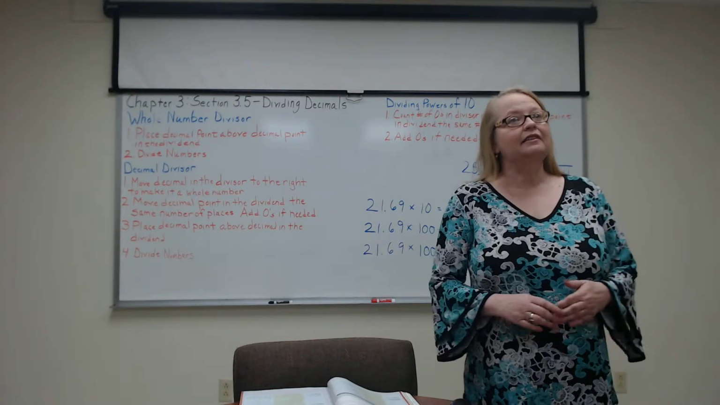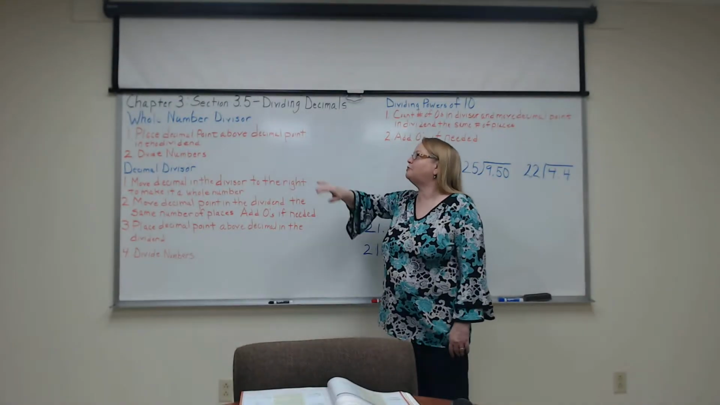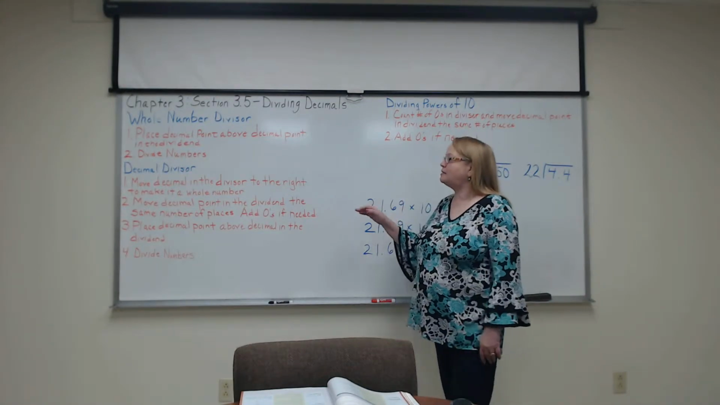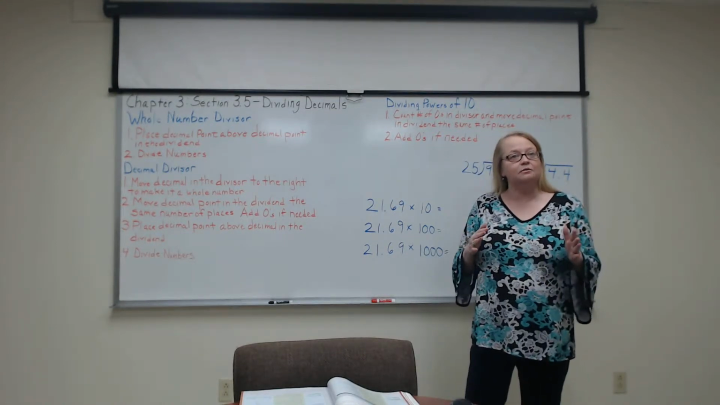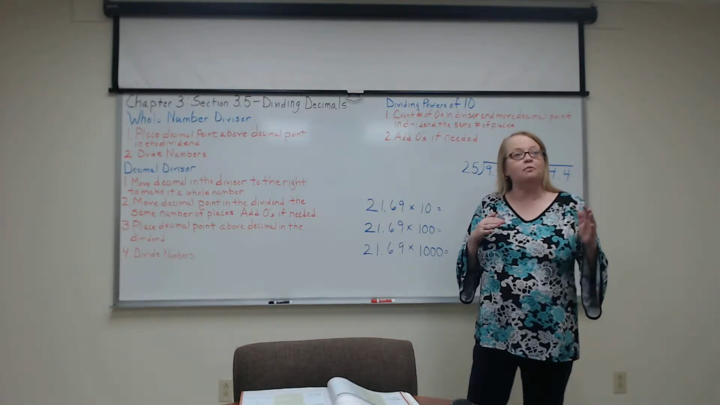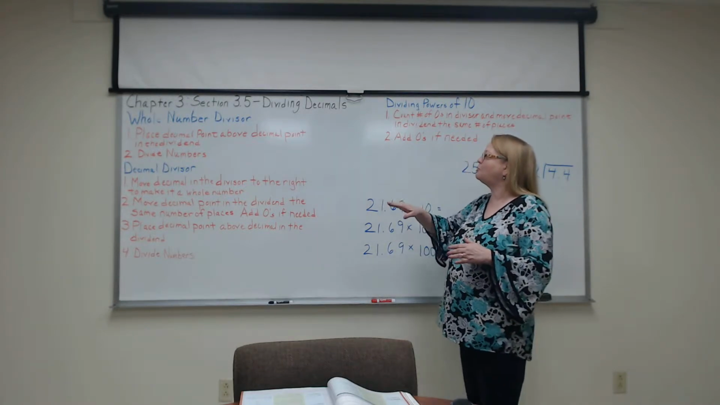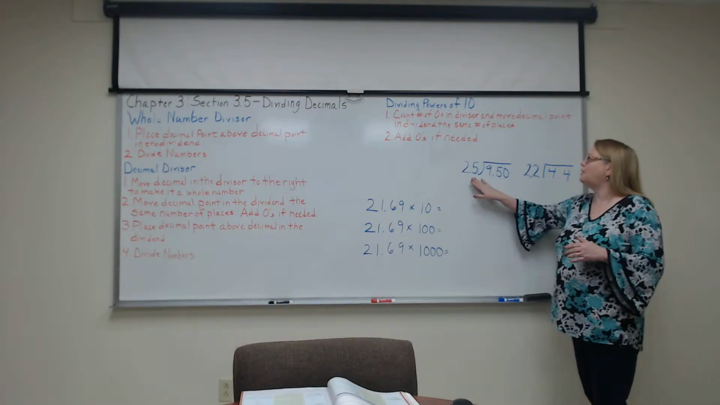Hello everyone. In this video we're going to look at the information that's found in Chapter 3, Section 3.5 of your textbook that deals with dividing decimals. So there are different types of decimals that we divide by, and I'm going to highlight the process for both of those. So in the first one, when we talk about having a whole number divisor, that looks like this problem right here. 25, the divisor, it's a whole number.